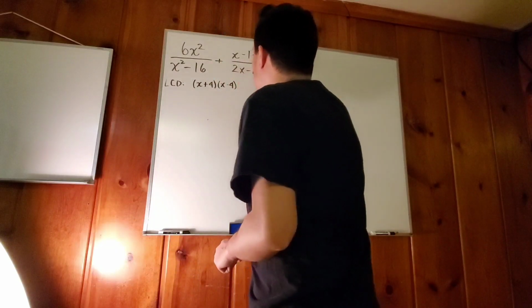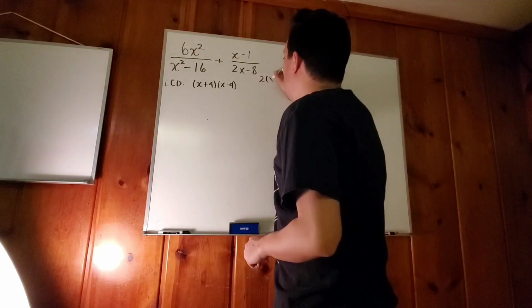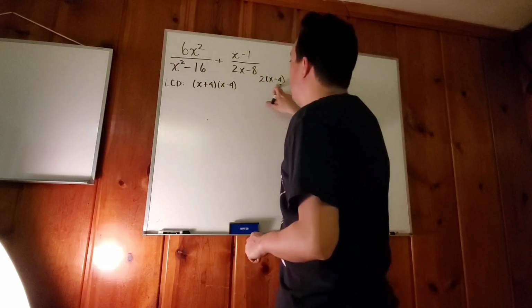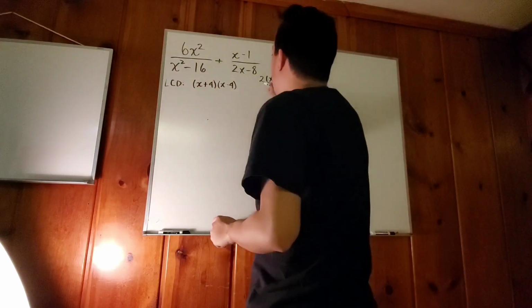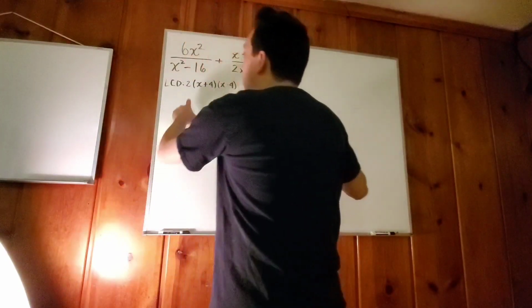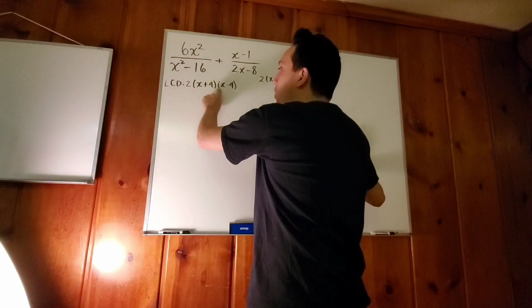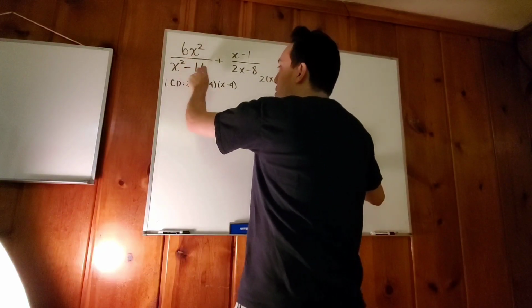And in here, 2x minus 8, if we factor out the 2, it's going to be 2 times x minus 4. So that's where it is here. And x plus 4, x minus 4 comes from this one right here. The only thing we have to add to the LCD is a 2. So it's very important: the least common denominator is going to be 2 times x plus 4, x minus 4. X plus 4, x minus 4 is x squared minus 16.